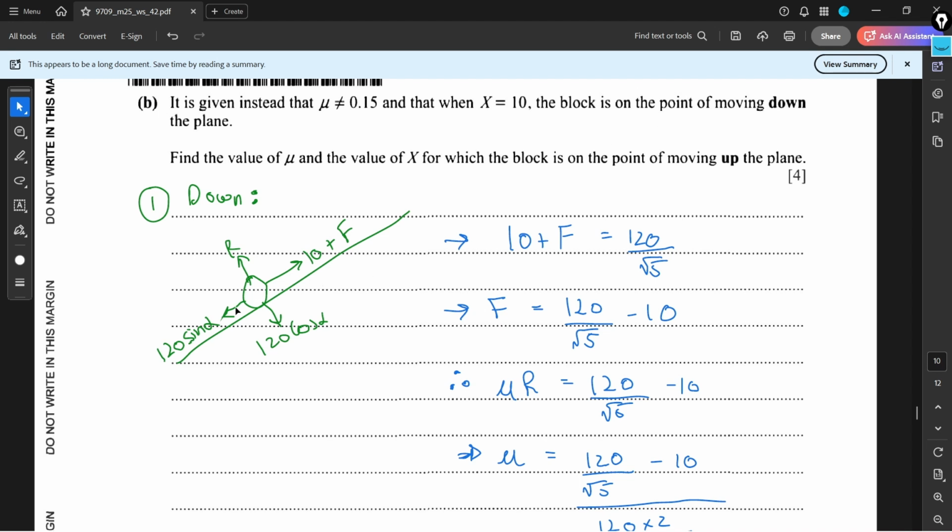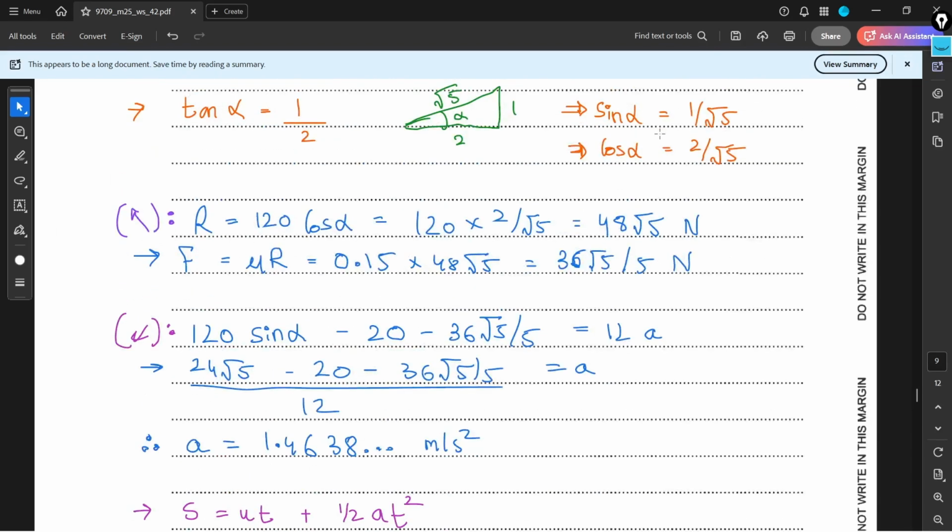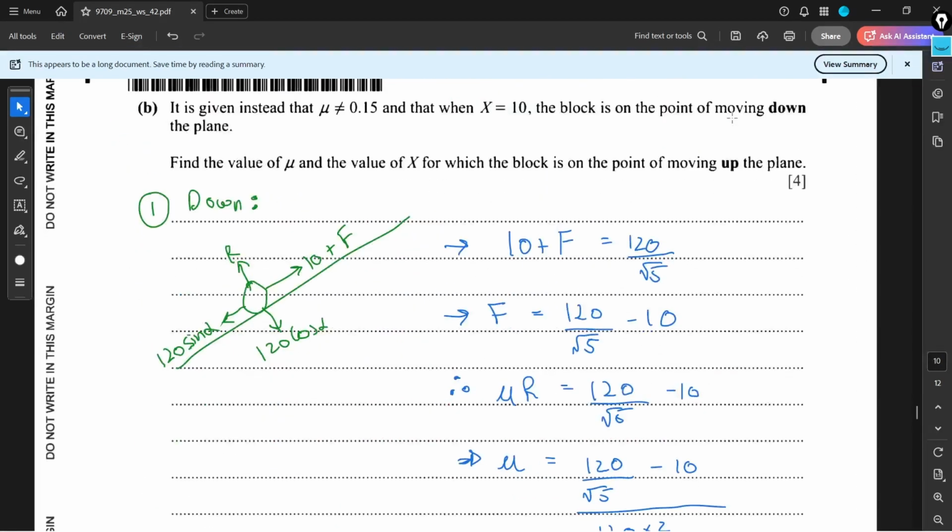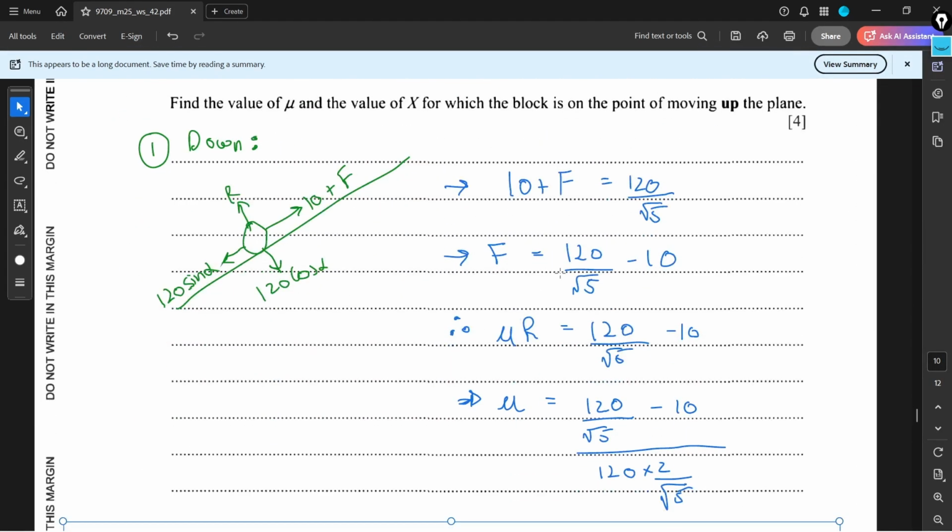And now because we are in the limiting equilibrium condition, it means that there is no acceleration. It means that all the force down the plane will be equal to the force up the plane. That is why 10 plus f will be equal to 120 sine alpha. And the value of sine alpha was 1 by root 5. If I can show it to you over here, that is what we had figured out. The final value of f is going to come out to this.